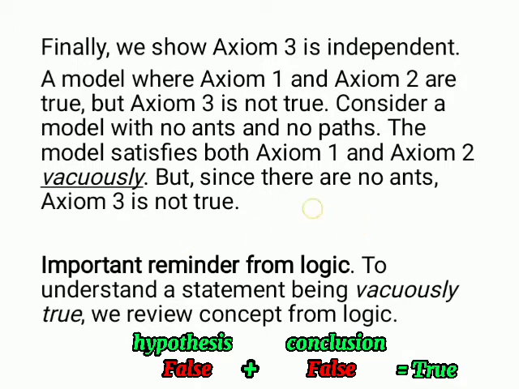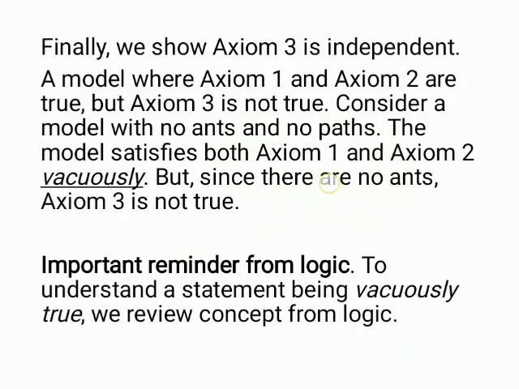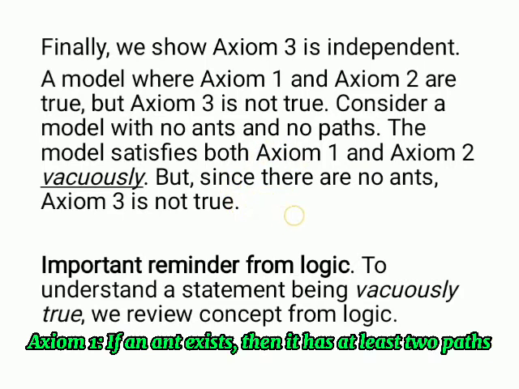So, bale, 'di ba, sa axiom 1 kasi yung nakasaad doon, sabi doon, every ant, yung model natin walang ant. So, false na yon. Has at least two paths. So, wala din tayong paths. So, false din yon. So, both false yung hypothesis and conclusion niya. That's why true yung axiom 1 natin.